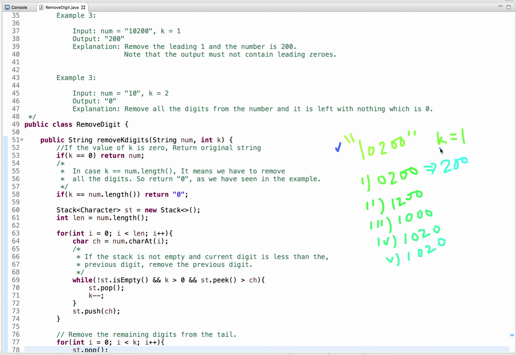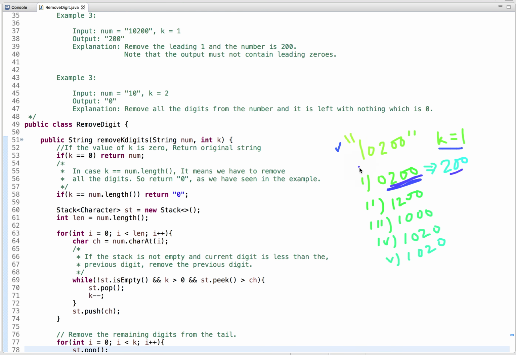In the second example, we have to remove one digit from this number so that we get the smallest possible number. Let's start from the beginning. Let's remove 1. When we remove 1, we get this number in the form of a string. But if you read it as a number, then this leading zero is not allowed and we have to remove it, so it is 200.